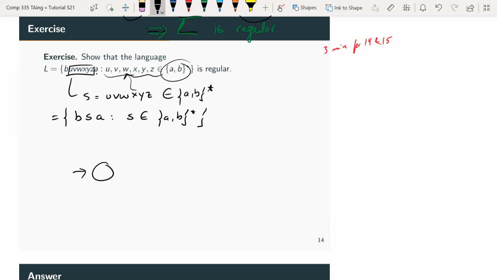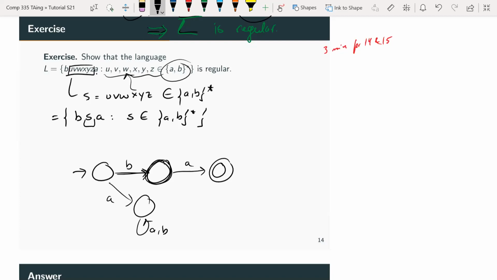You would start with your initial state. If you read a B, you can go to the next state. But if you read an A, you immediately throw that out. Then if you've read a B and you've read an A, then you could accept. But if you read a B and you keep reading Bs, then it counts as this string here. So you would stay at the same state, right?